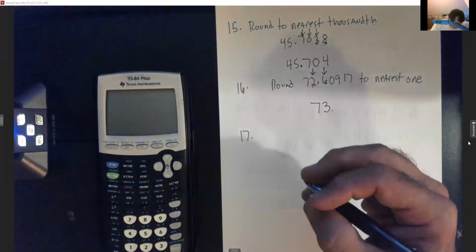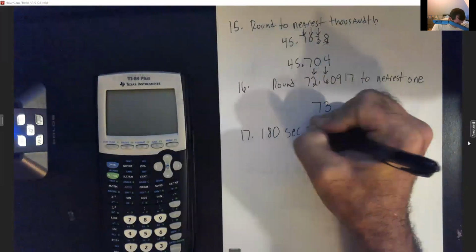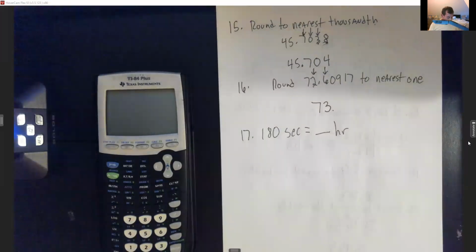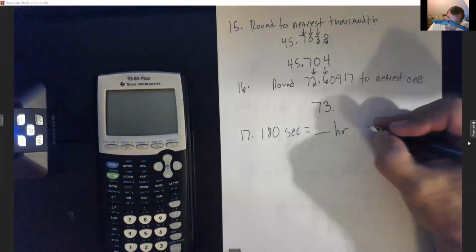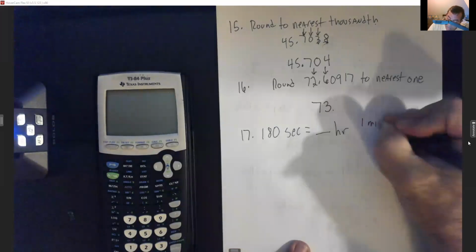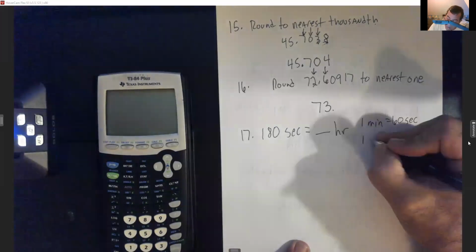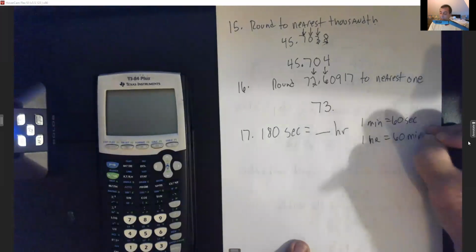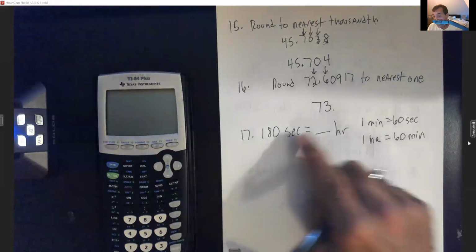Now this wants to know 180 seconds equals blank hours. So we can get at this because we know we can convert seconds to minutes and then minutes to hours. So watch this. 1 minute equals 60 seconds. And I know that 1 hour equals 60 minutes. So minutes will be my bridge to go from the seconds to the hours.